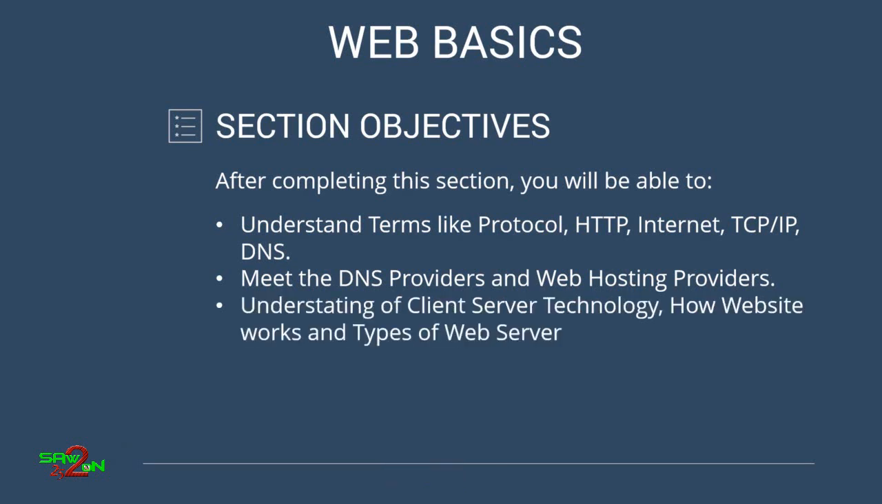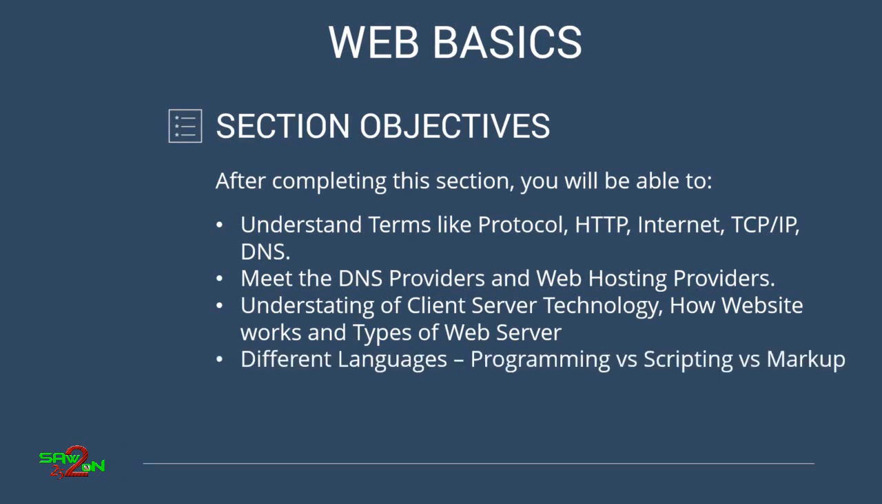You'll understand simple things like client server technology, how a website actually works, and the types of web servers that are available in the market. So we're going to look into web basics as a whole to understand how these things work together, starting from the definitions of simple terms like protocol and HTTP, going on to the architecture level, looking at client server technology, and understanding how a website works and what type of components are available in a website. Then we'll look at different languages we have, like programming versus scripting versus markup. We'll understand what the differences are and why they are termed programming, scripting and markup.